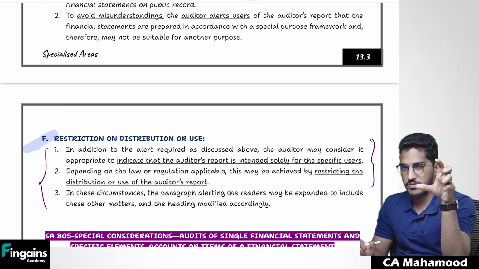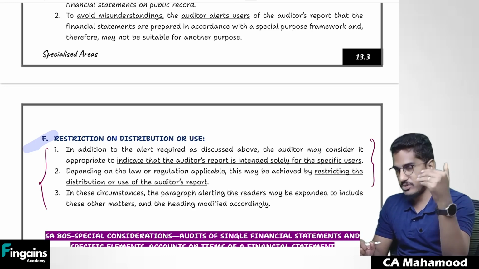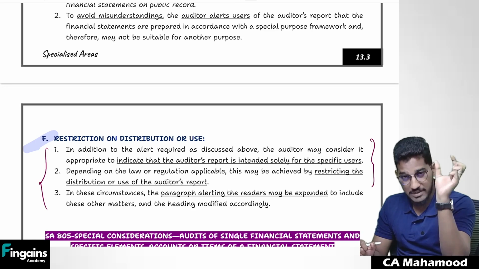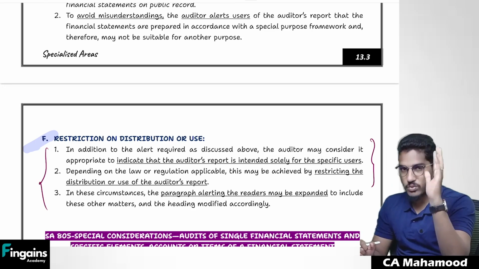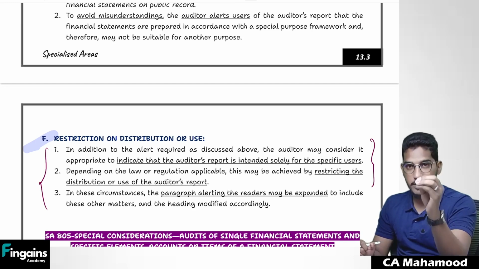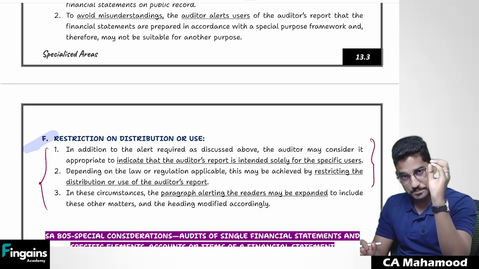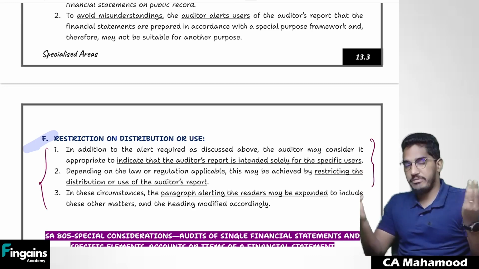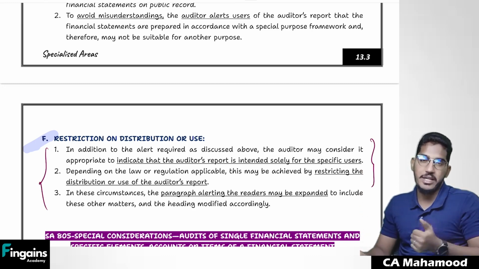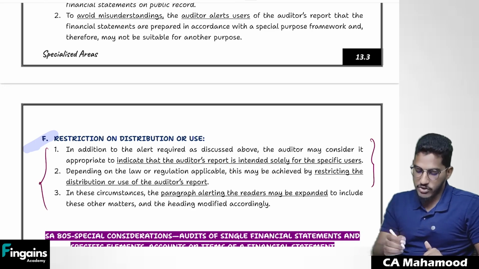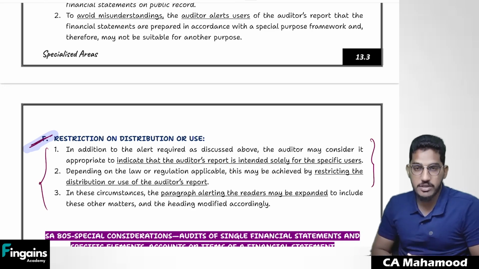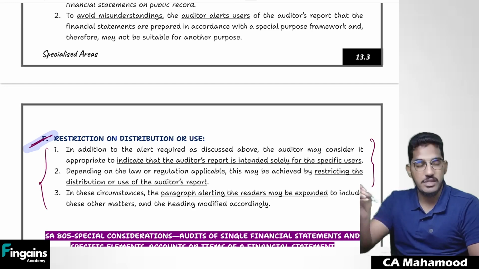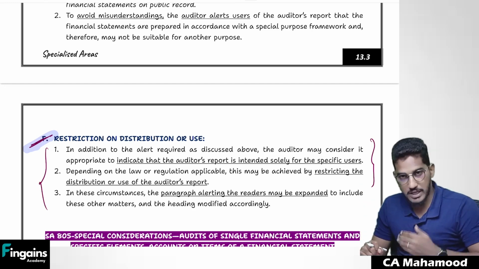Sometimes because of the requirements of laws or regulation, they might be required to circulate this to the common public also, but ask the management to alert the readers also. But to the extent possible, you should insist the management to stop the circulation to everybody. To the extent possible, circulate it only to the intended users. If you circulate it to everybody, unnecessarily common persons might get confused. So within your power, you try to put a restriction on distribution or circulation of that audit report and special purpose financial statements.